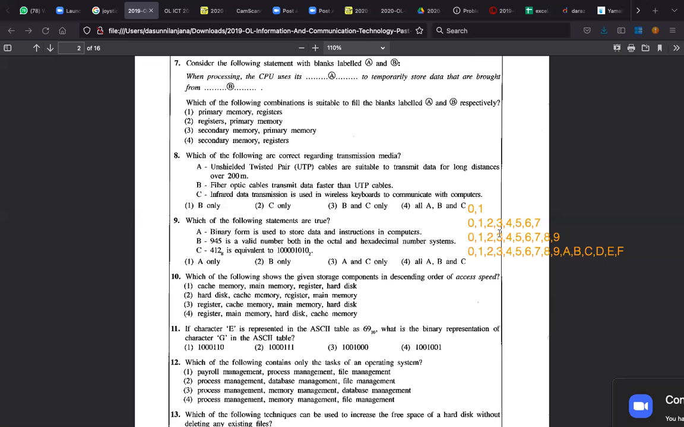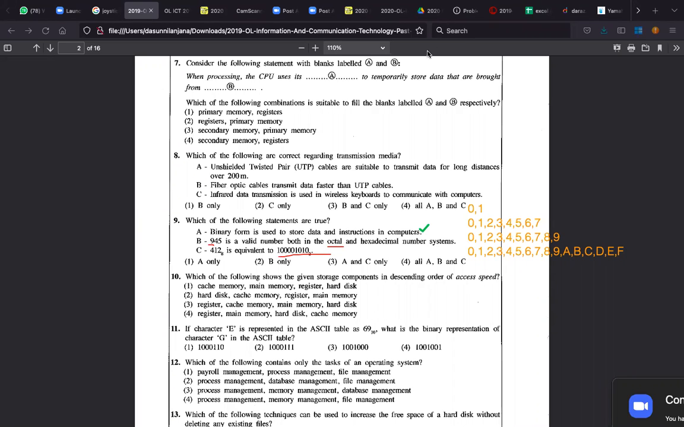So consider this: 0 and 1 are valid only in binary, 0 to 7 valid in octal, 0 to 9 valid in decimal, 0 to 9 and A to F valid in hexadecimal. So 9 is not a valid number in octal. The first one is correct, I agree with that: binary in computers. But the second one is wrong because 9 is not used in octal. That is the error here. It's not valid. 412 is equivalent to this number.